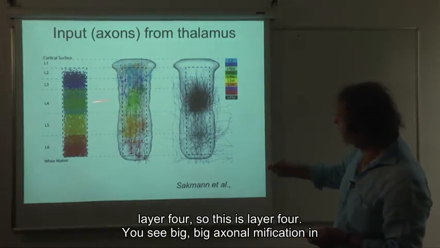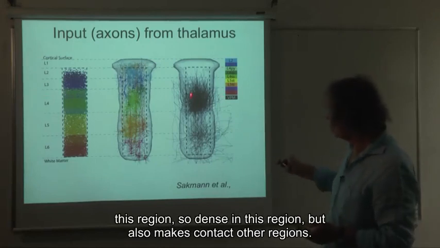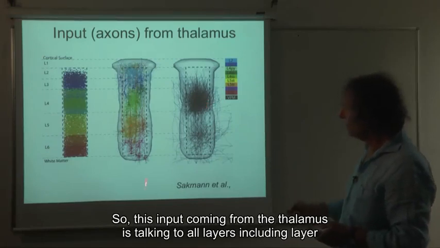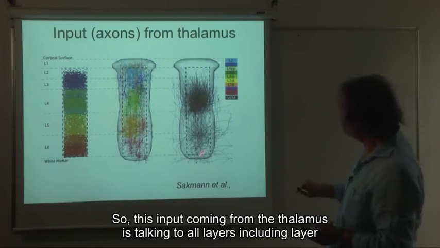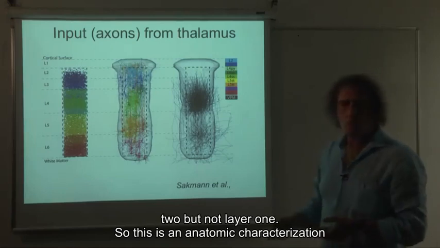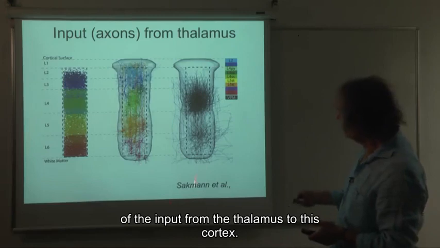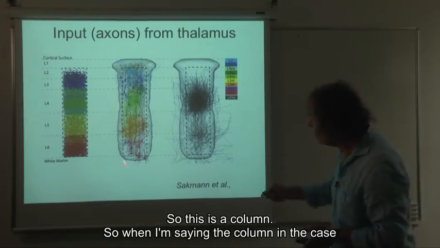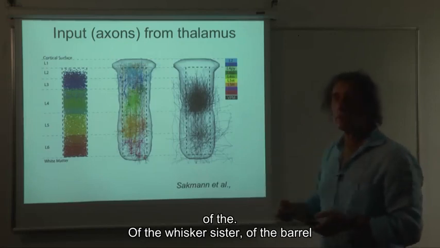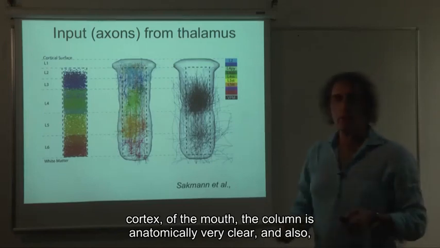So this is layer 4. You see big axonal ramification in this region, very dense in this region, but it also makes contact in other regions. This input coming from the thalamus is talking to all layers, including layer 2, but not layer 1. So this is an anatomical characterization of the input from the thalamus to this cortex. So this is a column. When I'm saying a column, in the case of the whisker system, of the barrel cortex of the mouse, the column is anatomically very clear.